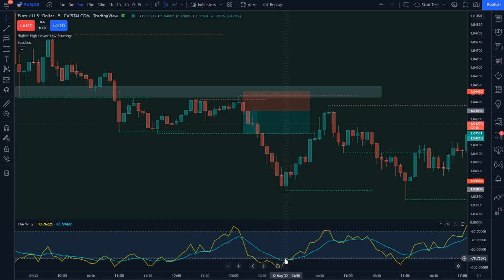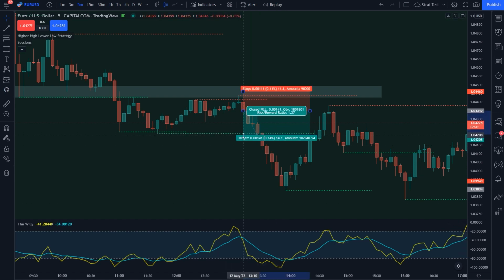I stay in the trade as long as the yellow line of the Willy is below the blue line, which is the EMA.